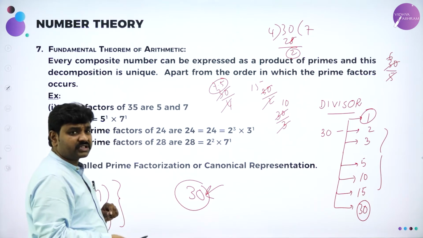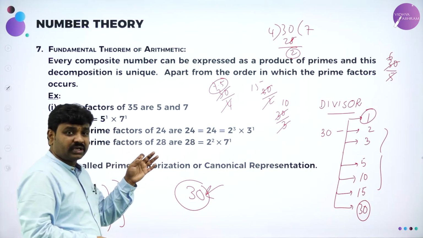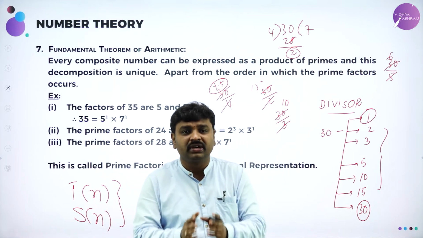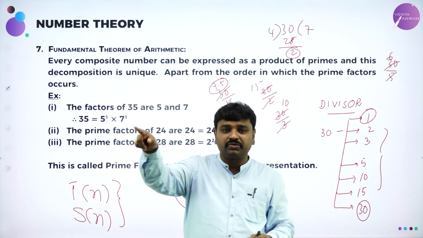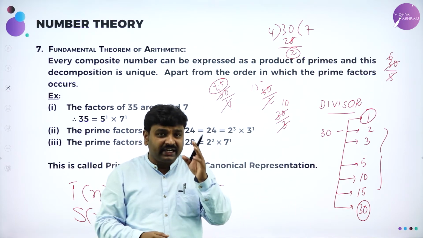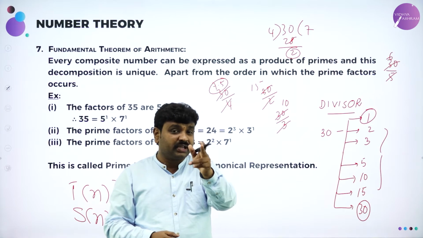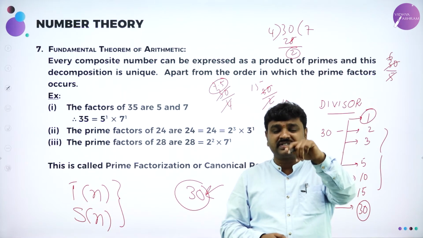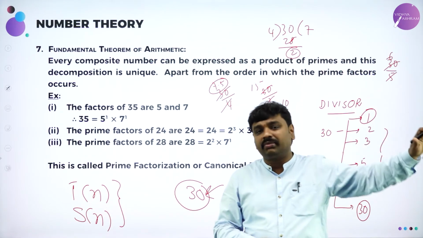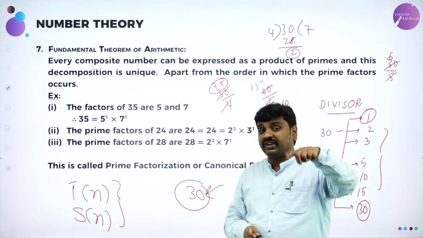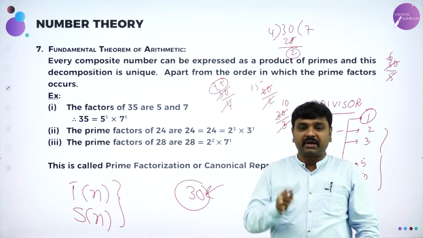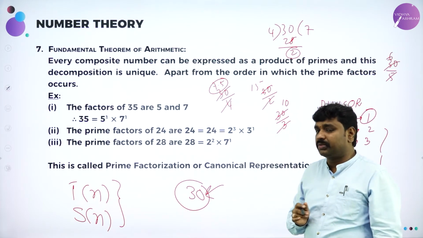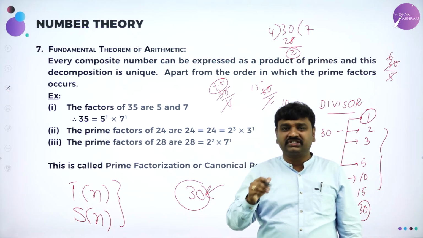Now, the very next concept is canonical form. It applies to any composite number. What is a composite number? A number which is not a prime number is a composite number. What is a prime number? An integer p greater than 1 is said to be a prime number if it is divisible only by itself and 1. No other number should divide it. It should not have factors other than 1 and itself. A composite number will have factors other than 1 and itself, meaning it's not a prime number.